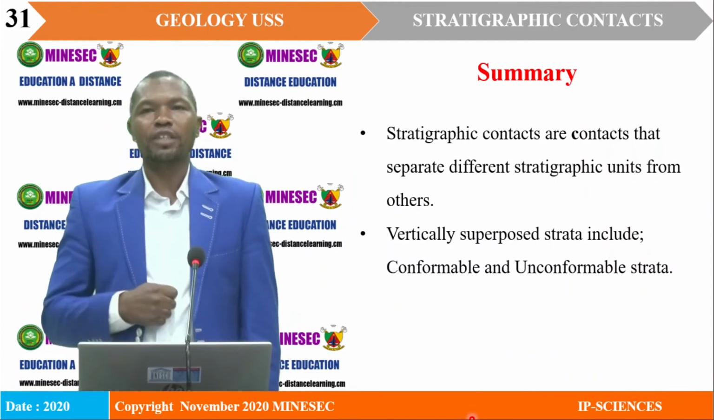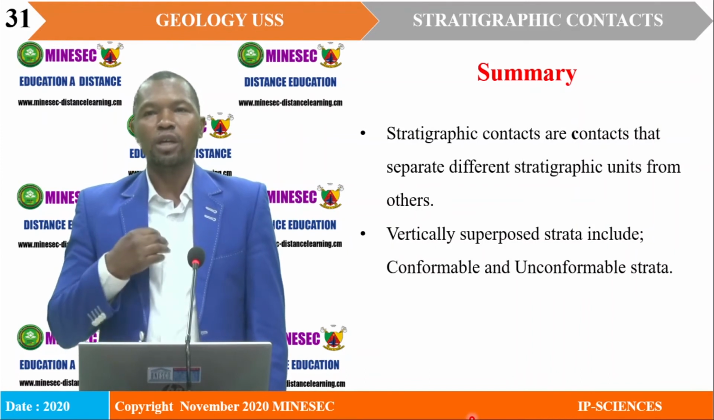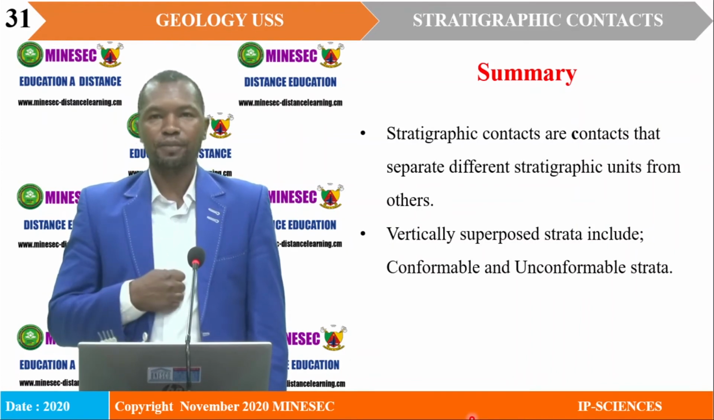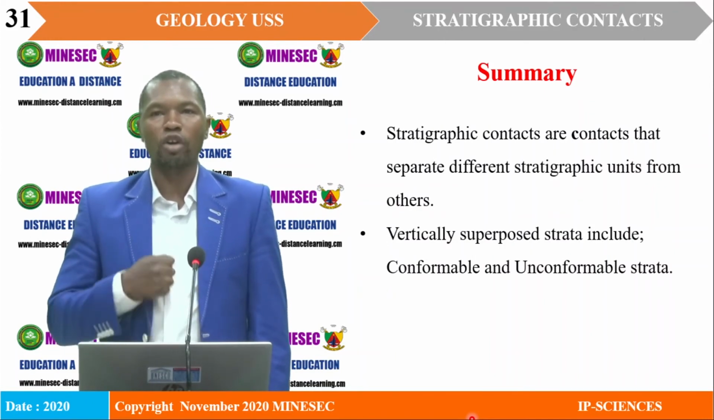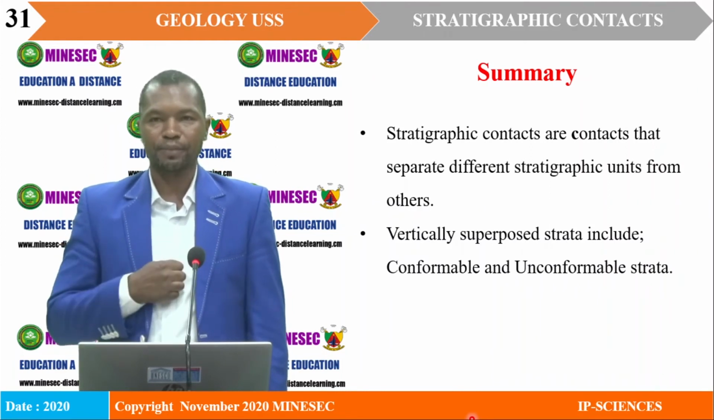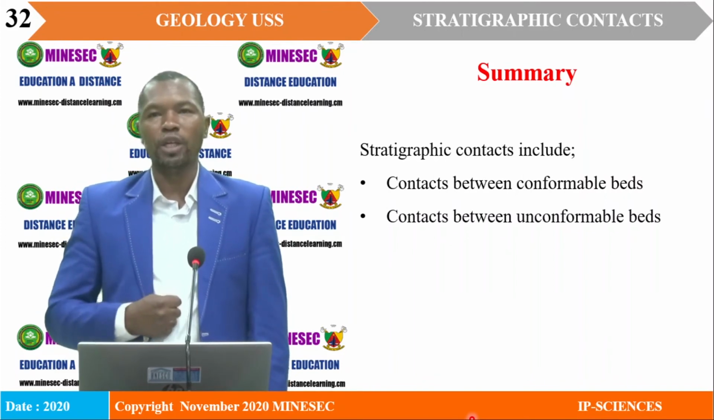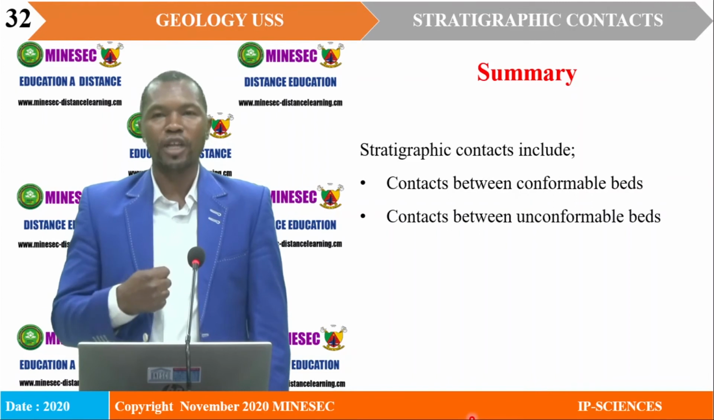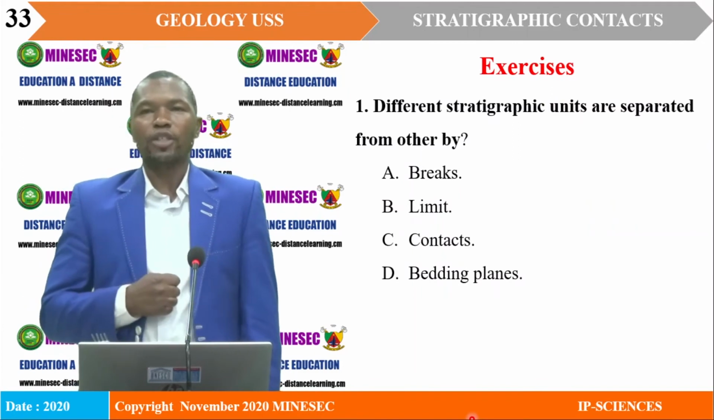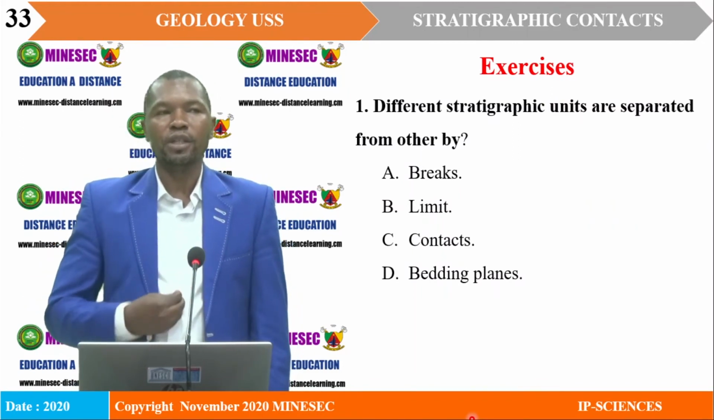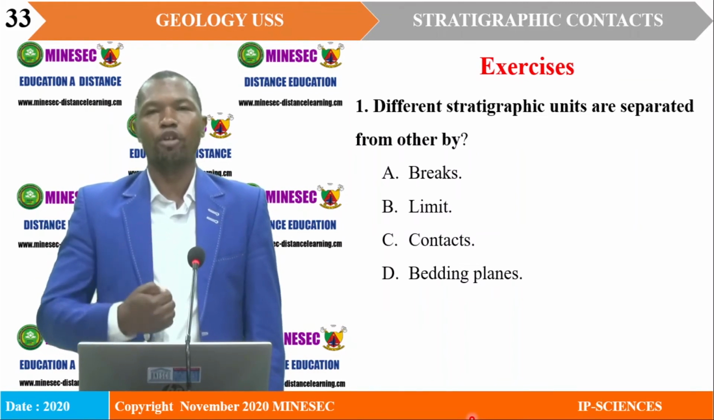Summarily, stratigraphic contacts are contacts that separate different stratigraphic units from others, while vertically superposed strata include conformable and unconformable strata. Stratigraphic contacts include contacts between conformable beds, as well as contacts between unconformable beds. We'll look at some exercises that will guide us to know exactly what we have been able to acquire.